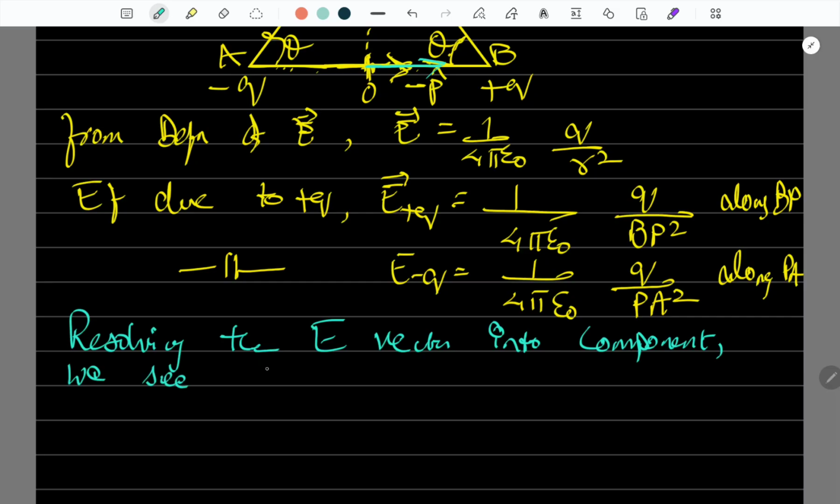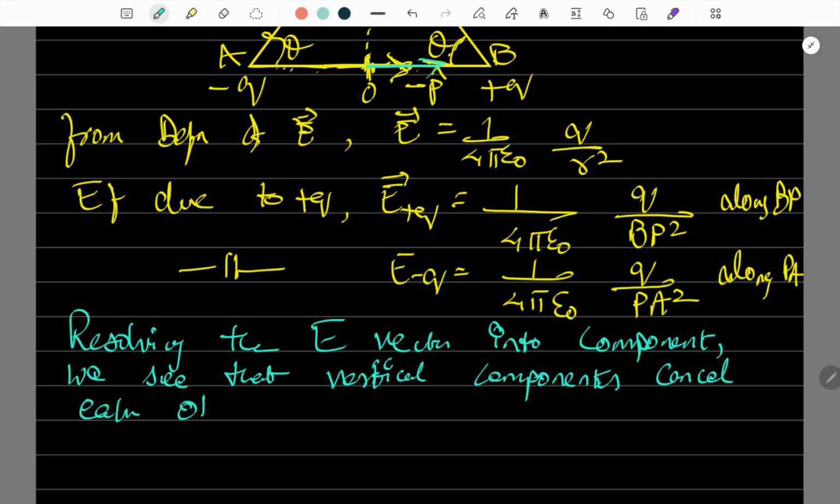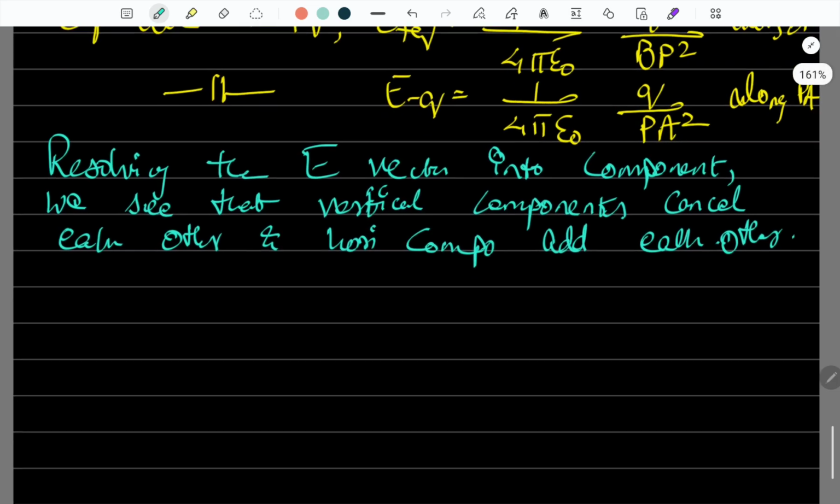We see that vertical components cancel each other and horizontal components add each other. ठीक है, horizontal components add each other.